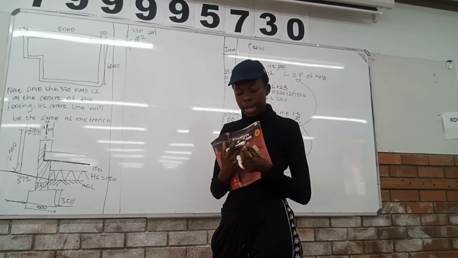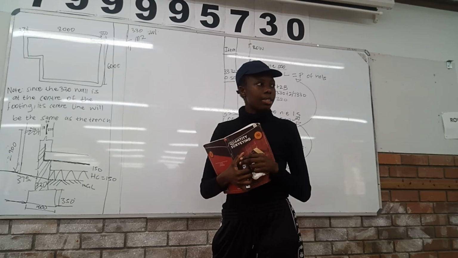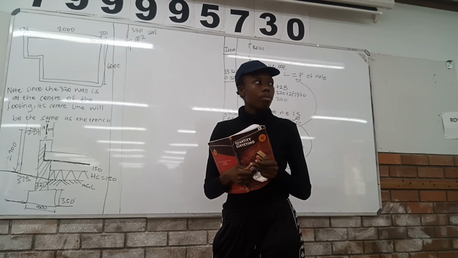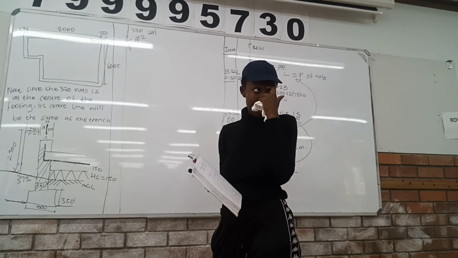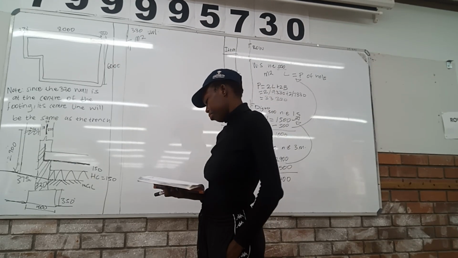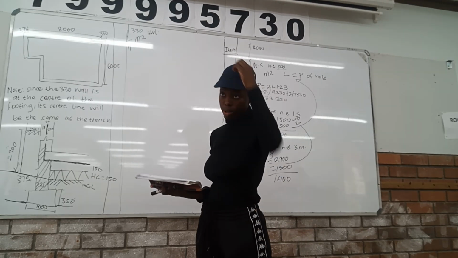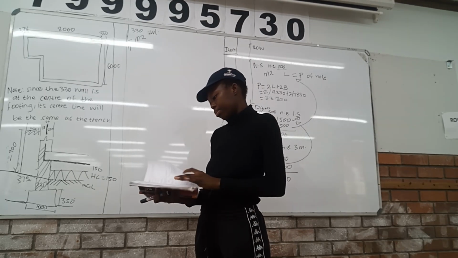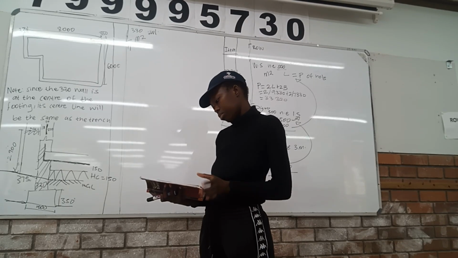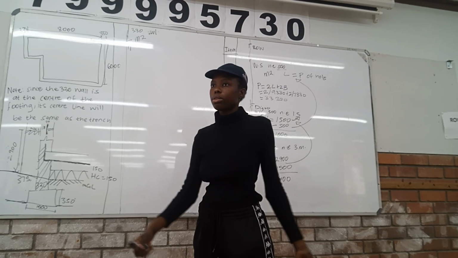How do we get the length of the wall? Direction, guys? 3660. The length of the wall, how do we get it? How do we get the length of the wall? 2.9 minus.